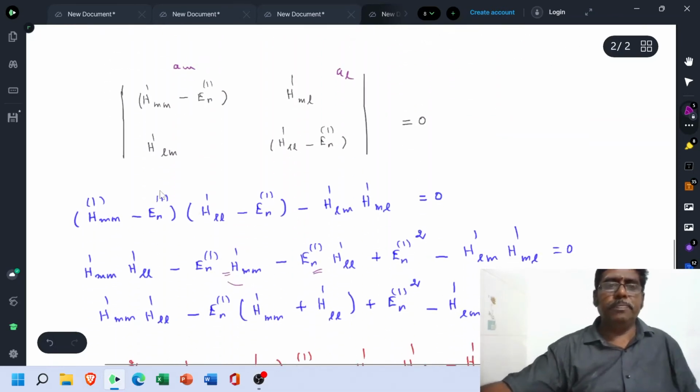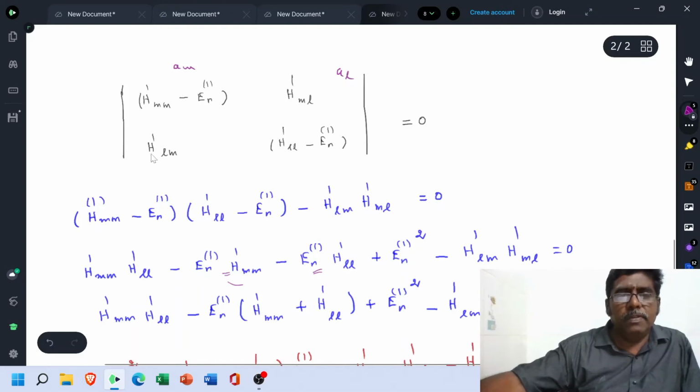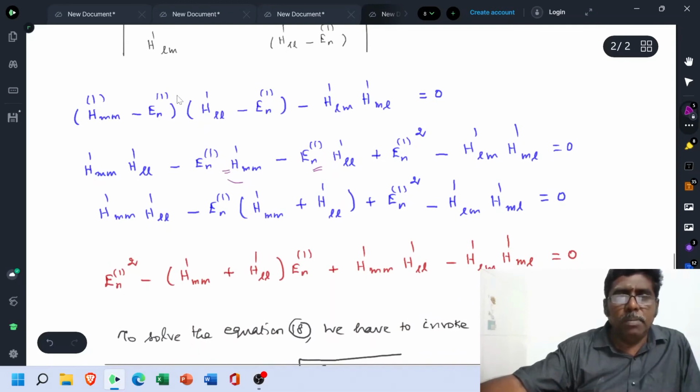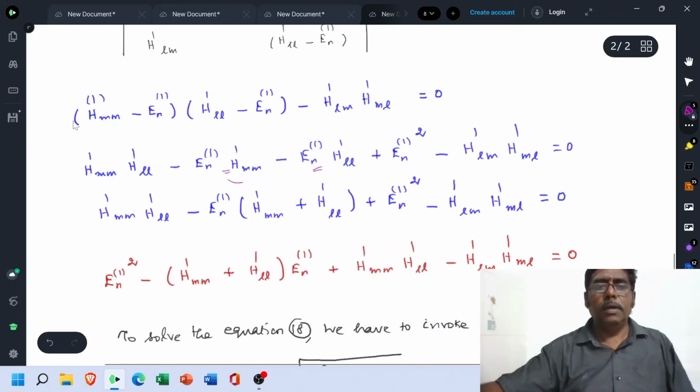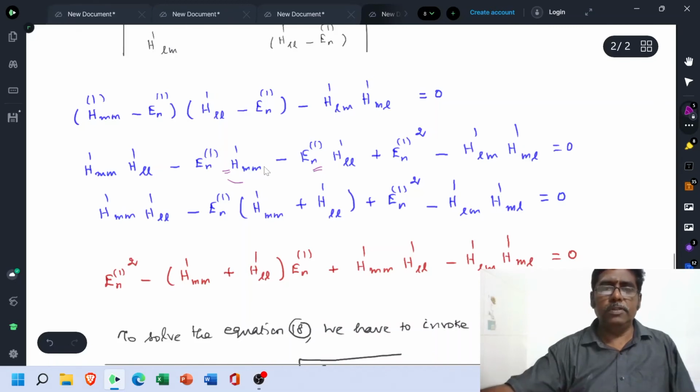Now cross multiply. h1mm minus En1 into h1LL minus En1, minus h1LM h1ml, is equal to 0. Now h1mm into h1LL minus h1mm En1, say this term. Then minus En1 into h1LL, and minus minus plus En1 squared. Then write down this term, h1LM h1ML, the entire expression equal to 0.